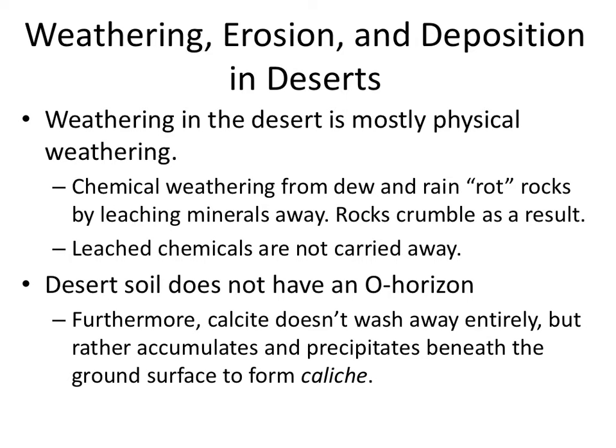Now down here it says, furthermore, calcite doesn't wash away entirely, but rather accumulates and precipitates beneath the ground surface. Now, having been over there in the desert, we were actually filling sandbags one day, and as we were digging down, we were getting these clumps of rock. But you can actually see the calcite bonding in there and making these chunks of rock. So I left the note in there, I think more as an interesting talking point. Don't stress your mind around that one. All right, next slide.